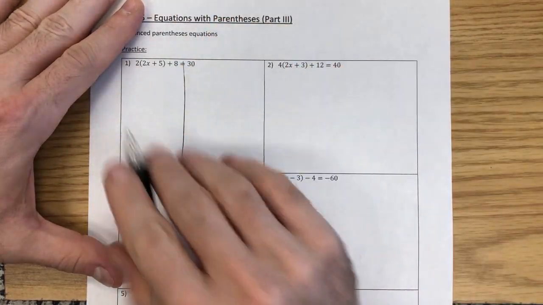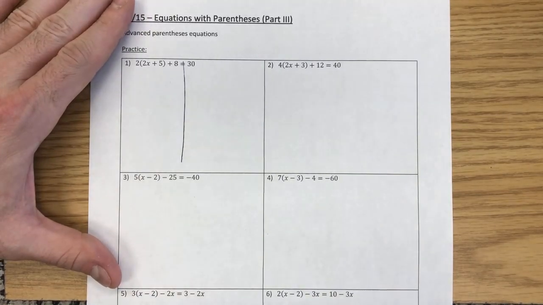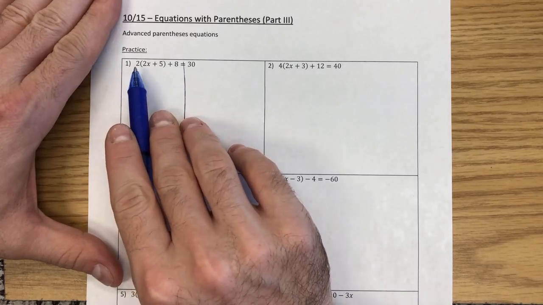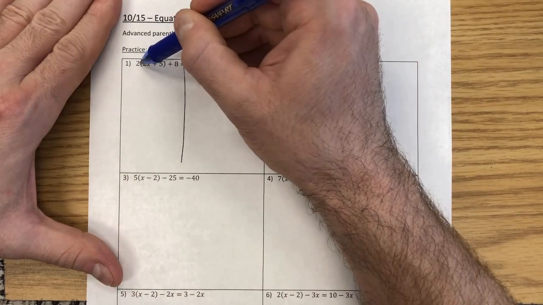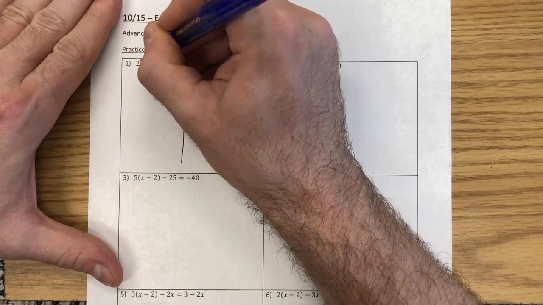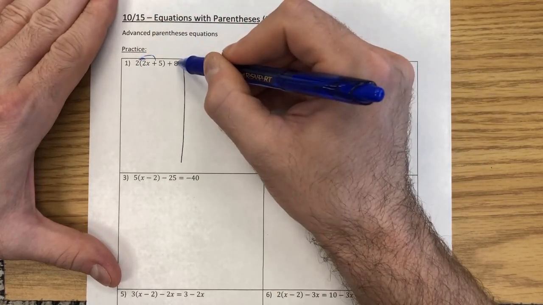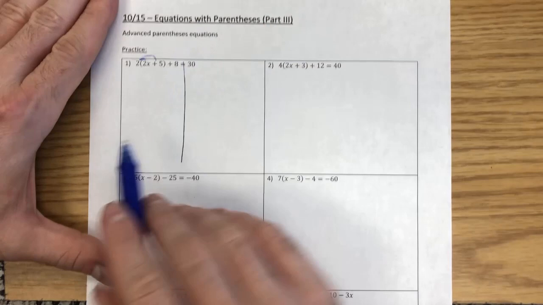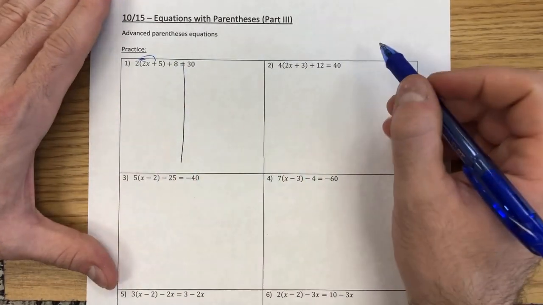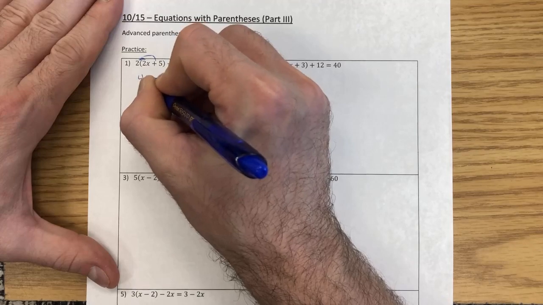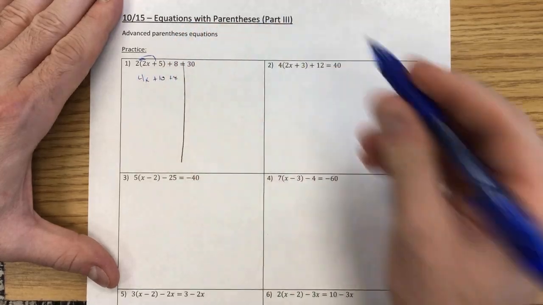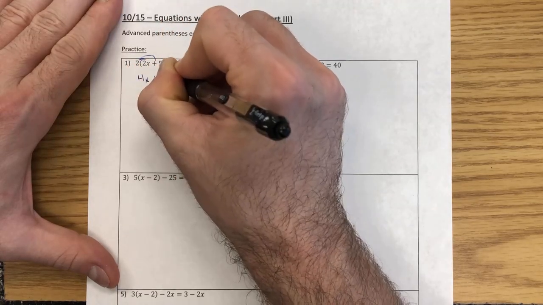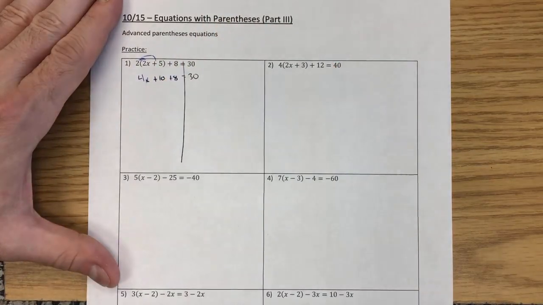So when we deal with a set of parentheses, remember, the main thing is we are multiplying everything inside the parentheses by what's immediately outside. The 2 is immediately outside because it is directly connected. It is what we are going to multiply everything in this equation by. The 8 is not, because it is separated by an operation that says it is something else. So I'm only multiplying everything by 2. I'm not adding 8 to everything. So I have 4x plus 10 plus 8 is 30.